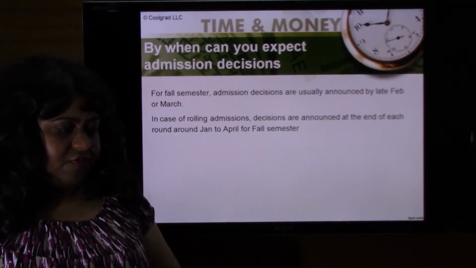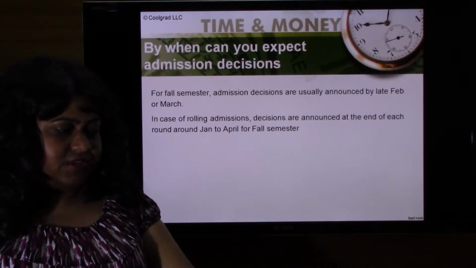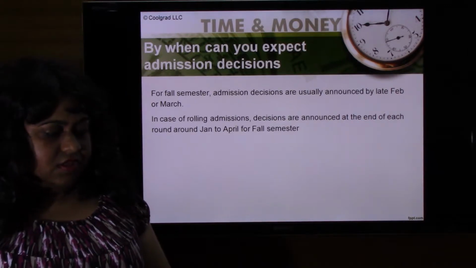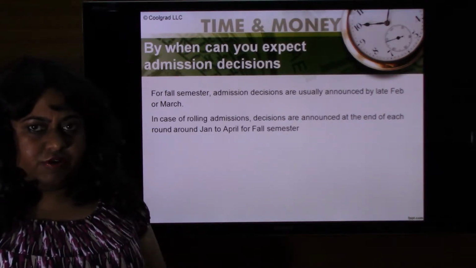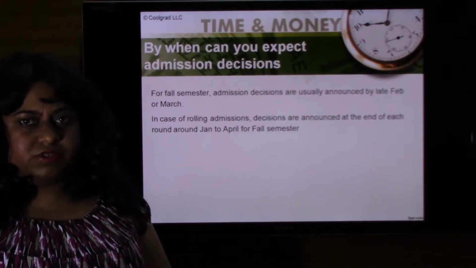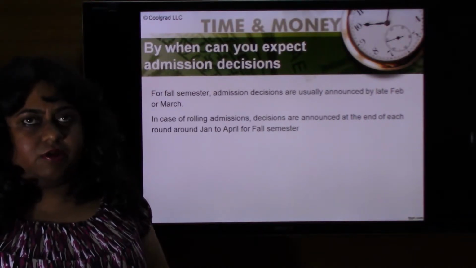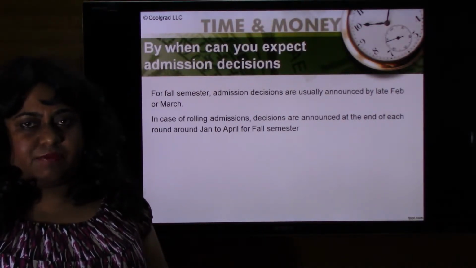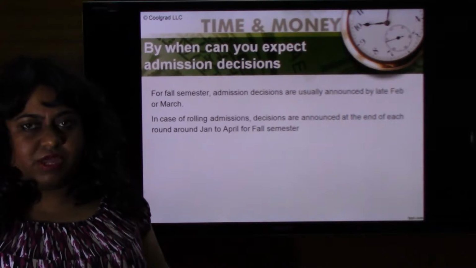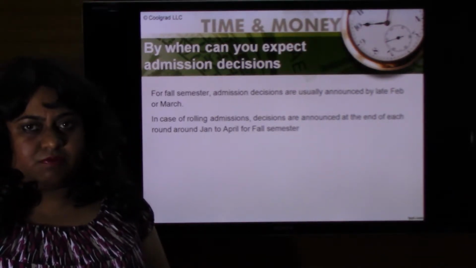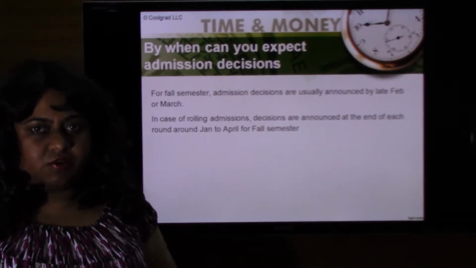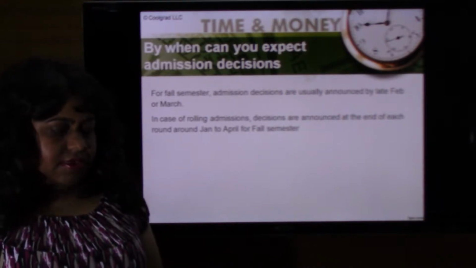So in case of rolling admissions, decisions are announced at the end of each round, January to April. For round 1, the decision might be announced, I don't know, maybe sometime in December, and round 2 might be announced in January, and round 3 might be announced in March. So we never know. It depends on each university.